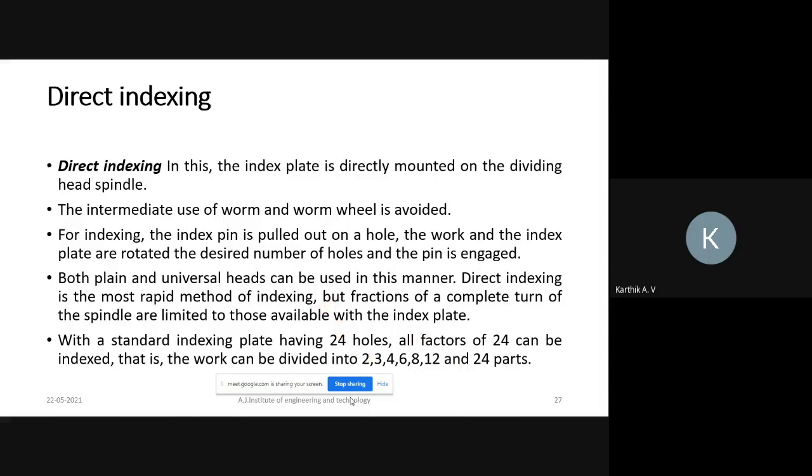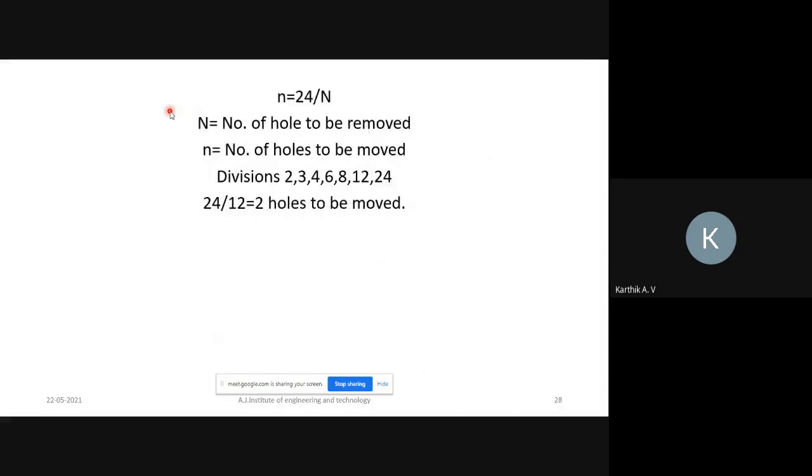Okay, so you can create these varieties of divisions. 2 divisions you can create in the workpiece, 3 divisions you can create, 4 divisions you can create, like that. Okay, so only these divisions you can make with the help of this direct indexing mechanism. Okay, we'll solve one problem, then you will come to know that.